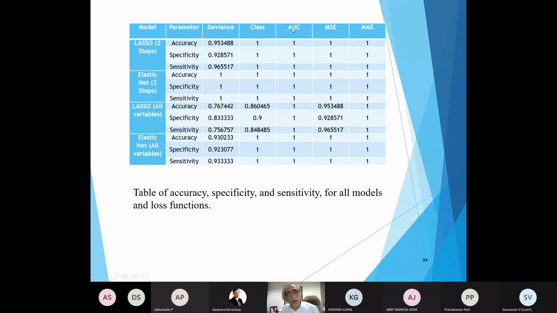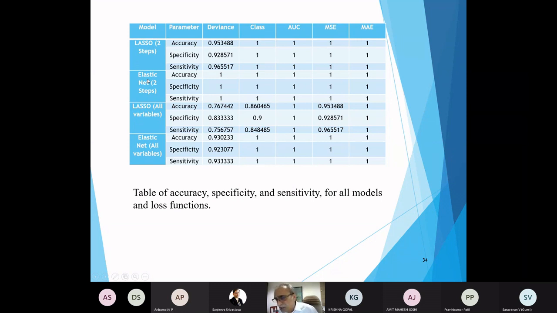Now, so what have we got here? Here, LASSO is used, and in 2 steps. Independent screening, step number 1. Step number 2, LASSO with only L1 penalty, and the accuracy value is this much. For this it is this, etc. LASSO, again, when you use 2 steps, the specificity is this value and so on, and sensitivity is this.